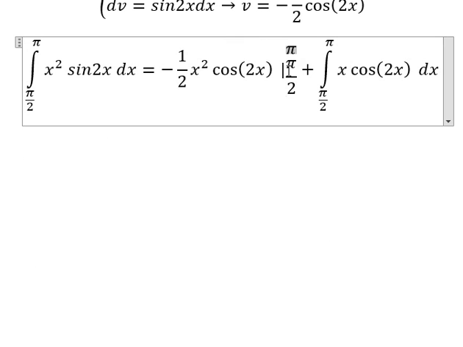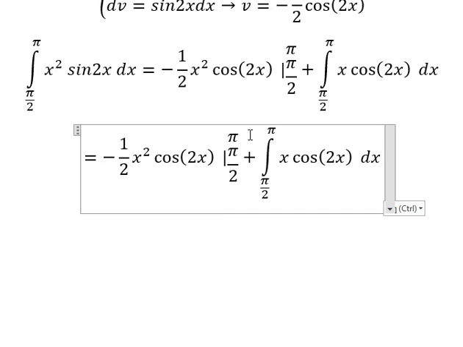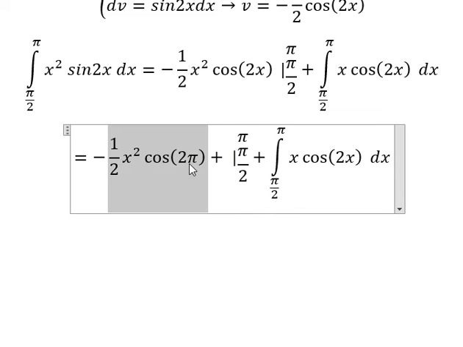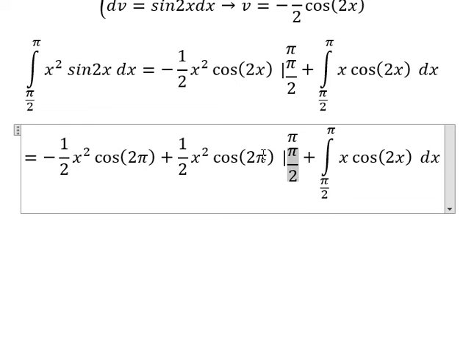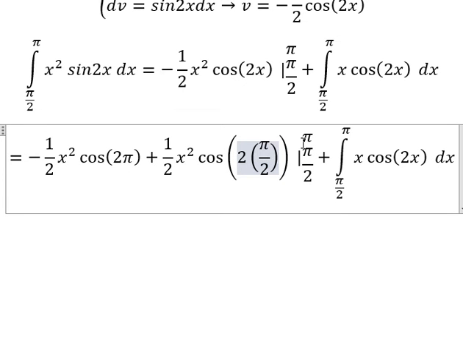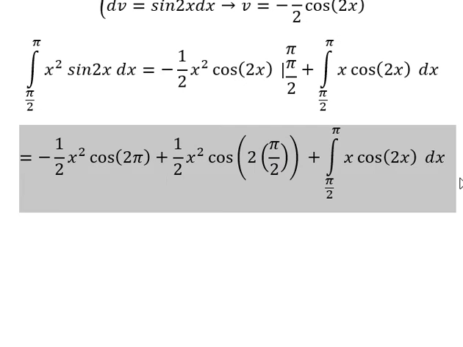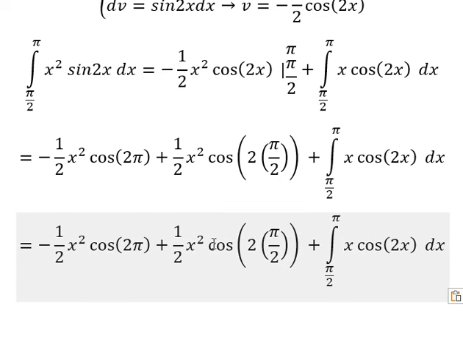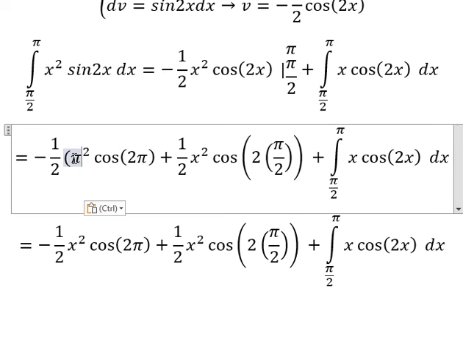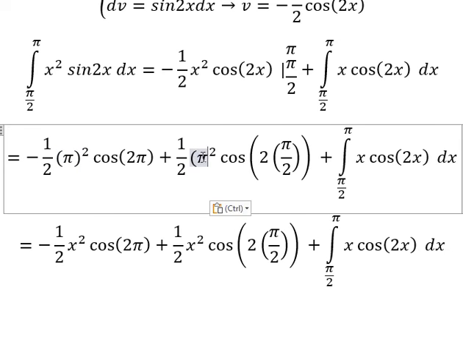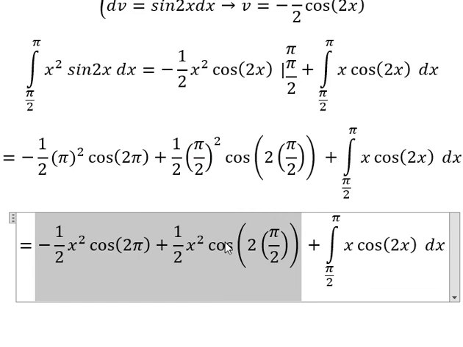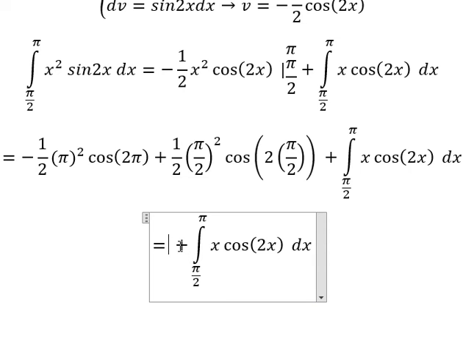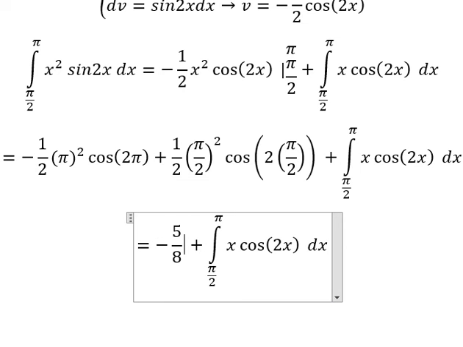Next, I will put b and b over 2 in here. So we need to calculate this one. Oh, I forgot about x. And then this one we have negative 5 over 8 b squared.